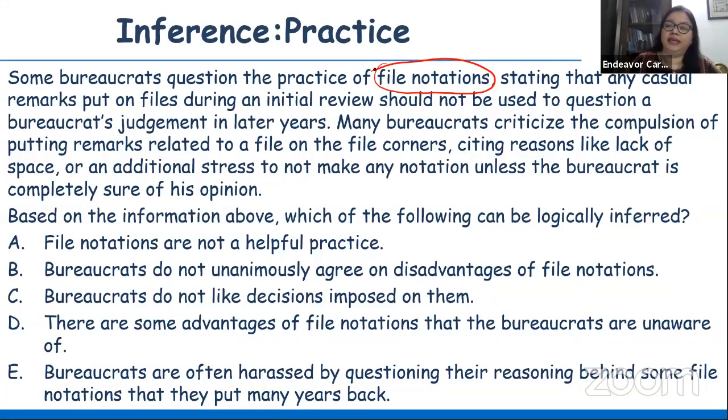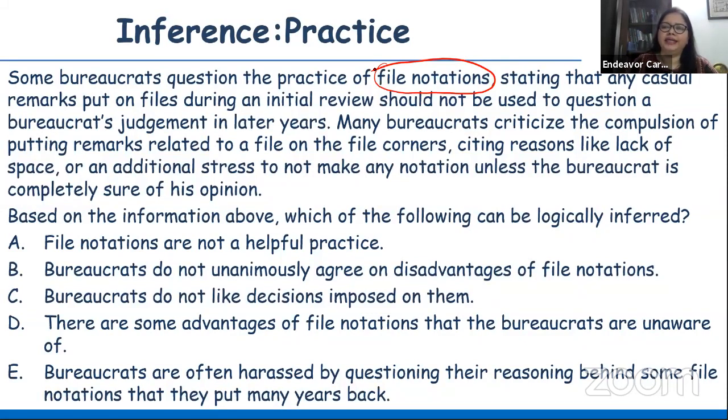Okay. Then there is another set of bureaucrats, many bureaucrats. What do many bureaucrats say? They criticize the compulsion of putting remarks related to a file on the file corners, citing reasons like lack of space or an additional stress to not make any notation unless you are sure of your opinion. So what do some other bureaucrats say? That please don't write anything.